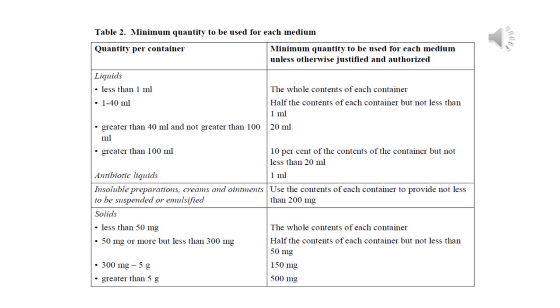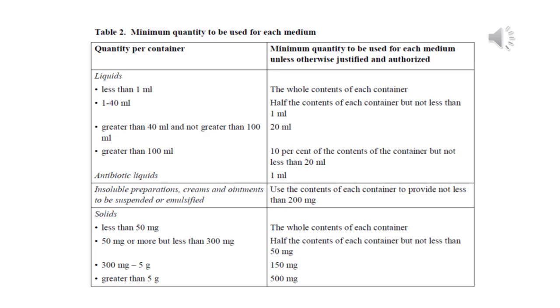So for example, if you are working with liquids which are less than 1 ml, like the injection vials that we get in the market, which we have to break open and then take inside the syringe, those can be less than 1 ml also. So if you are working with an injection vial which is less than 1 ml, you have to use the whole contents of that container to perform your sterility test.